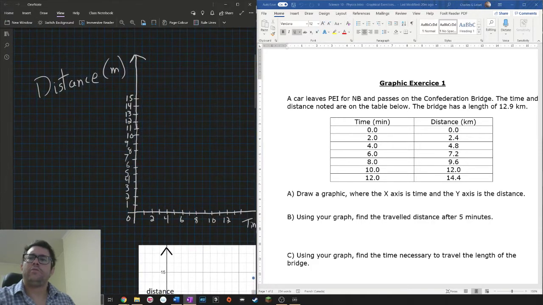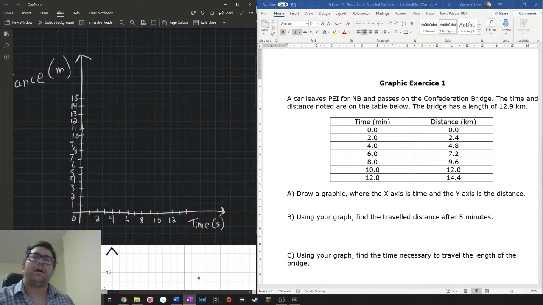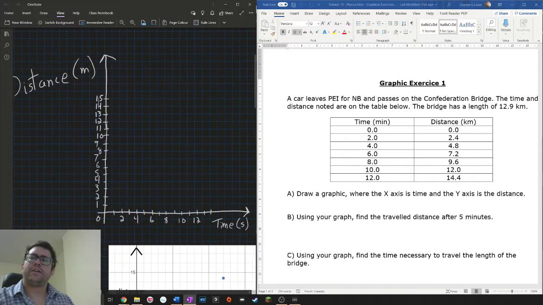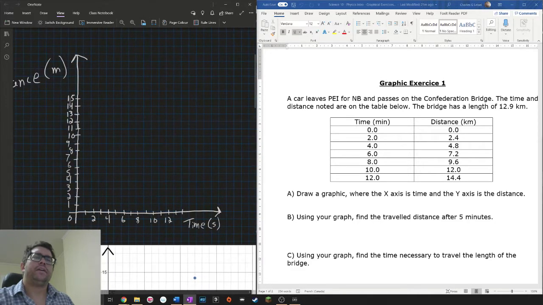What would we do now? We've done a nice base graph. We have our axes, we have scale, we have our units, and the arrows, and a description of the axes. Now we're going to take that data here, the same data, and put it here.